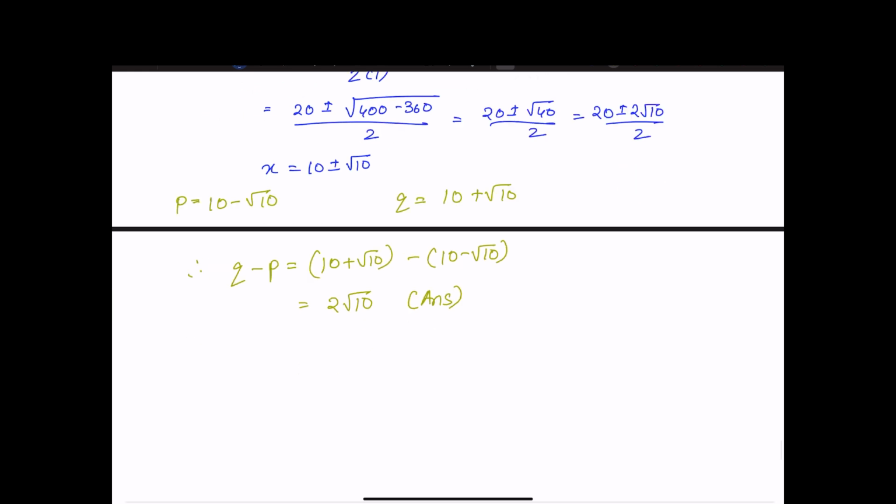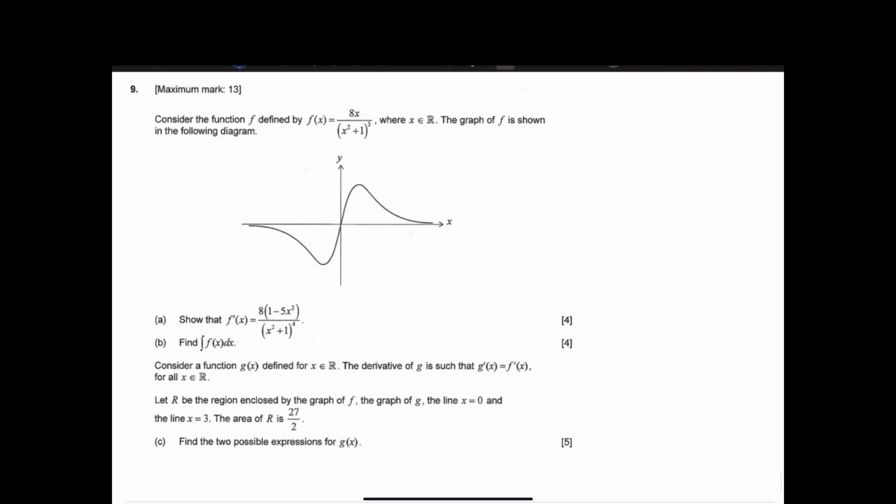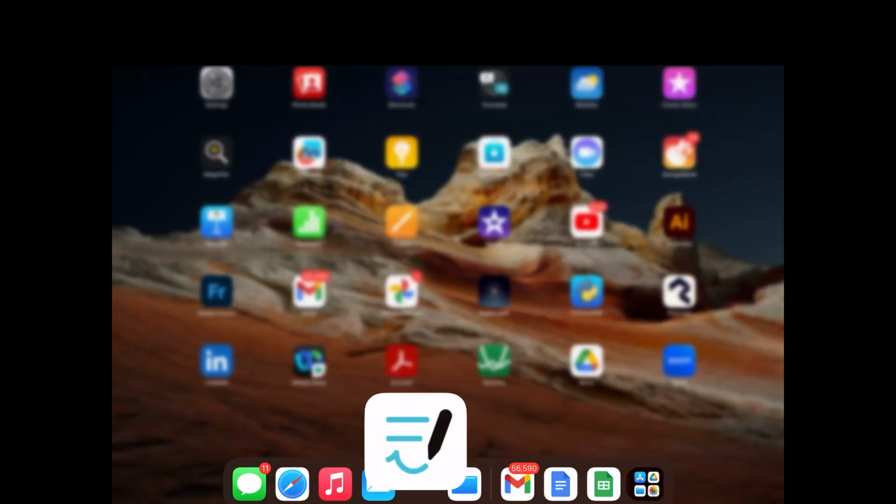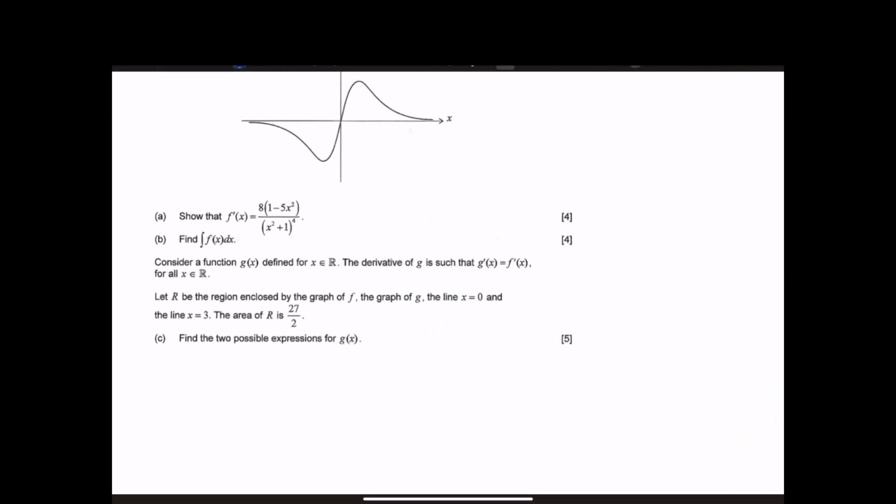So yeah, now we have the last question here, question 9. We are given a function f(x), which is 8x divided by x squared plus 9 whole cube. They have also included the graph for us. We have to show that f dash x, so just differentiate the function first. Oh, sorry for that.